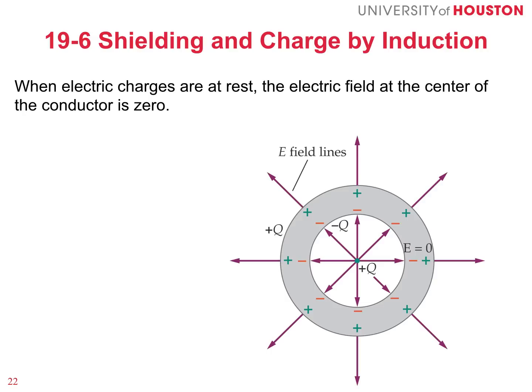Induction leads to something called shielding. So in the process of induction, we find that the electric charge moves to the surface. When it becomes at rest, what one can do is draw the field lines in this situation, and it turns out that when one looks at the field lines at the very center of the system, these field lines all cancel. If the field lines cancel, that gives you a zero electric field, and that's what we mean by shielding.